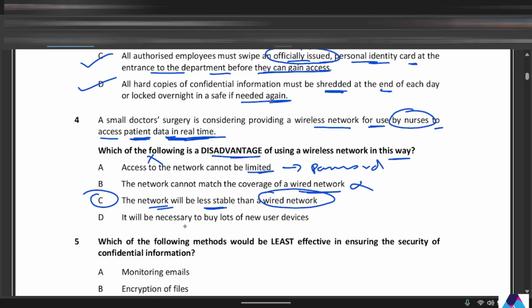And then D says it will be necessary to buy lots of new user devices. So that's wrong. If you are using a wireless network, can you not use your existing devices? Do you have to necessarily buy new user devices? Obviously not. So this is wrong, right? So part number C is our answer.